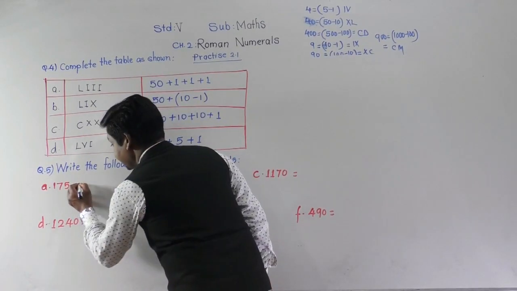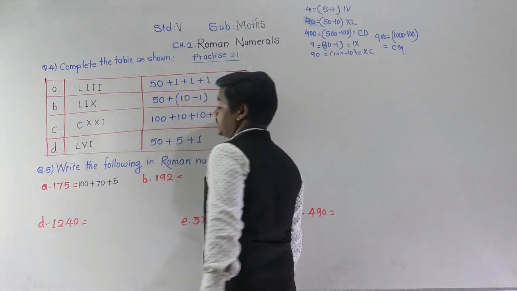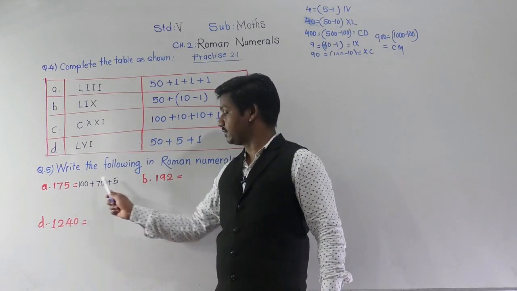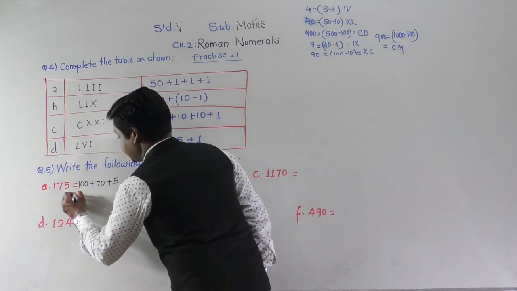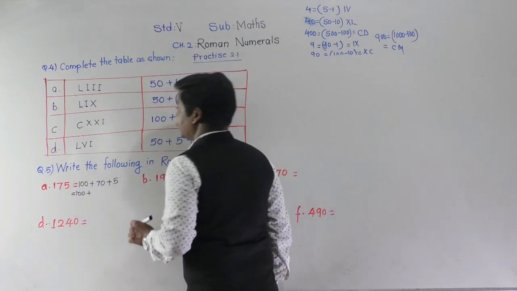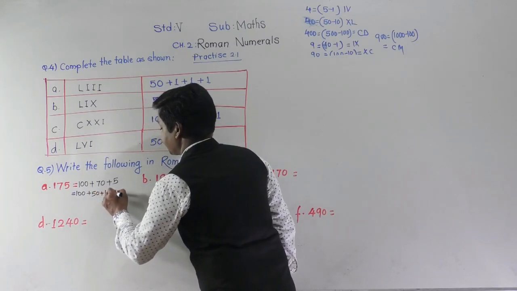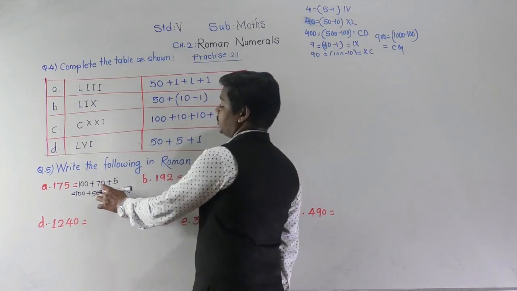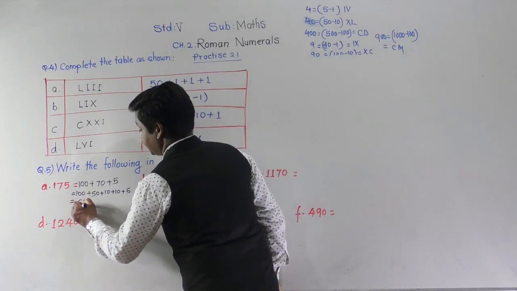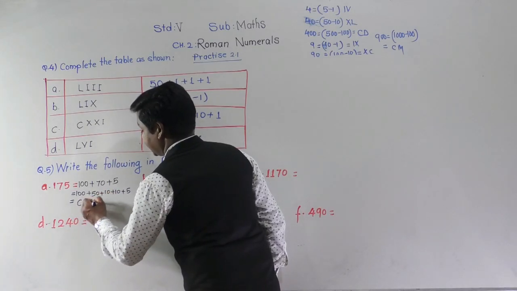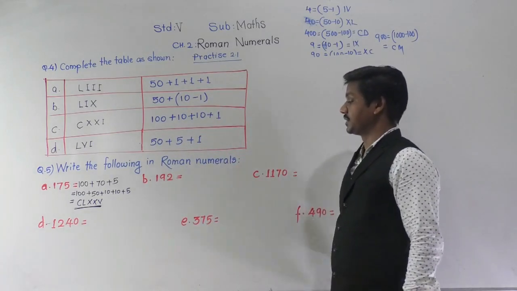175 means what? 100 plus 70 plus 5. So if you see this, we know the symbol for 100, we know the symbol for 5, but what is the symbol for 70? We don't know. Again we need to split the 70. 100 plus 70 means 100 plus 50 plus 10 plus 10, plus 5, because we know the symbol for 50, we know the symbol for 10. So 100 means C, 50 means L, 10 means X, X and V. This is the answer, C, L, XX, V, that is 175.